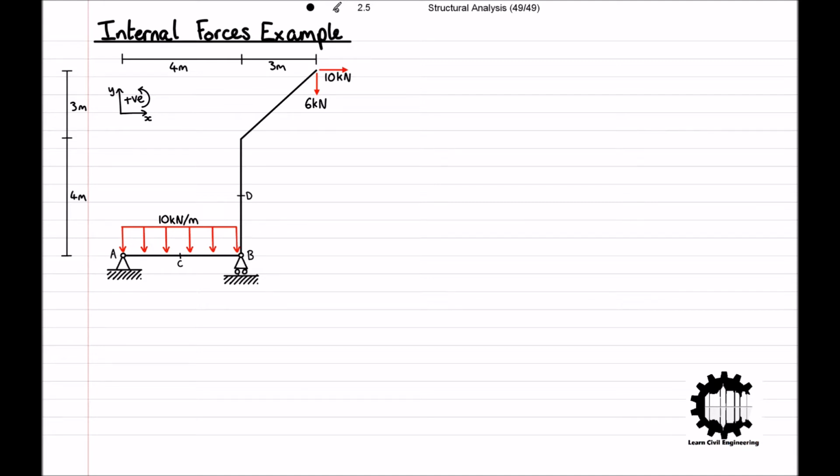To start off, we must calculate the reaction forces at the supports. At the hinge support, there will be a horizontal and a vertical reaction force, and at the roller support, there will only be a vertical reaction force. To calculate the reaction forces, we must apply the conditions of equilibrium for the entire structure, where the sum of all horizontal forces must be equal to 0, the sum of all vertical forces must be equal to 0, and the sum of all moments relative to a point must be equal to 0.